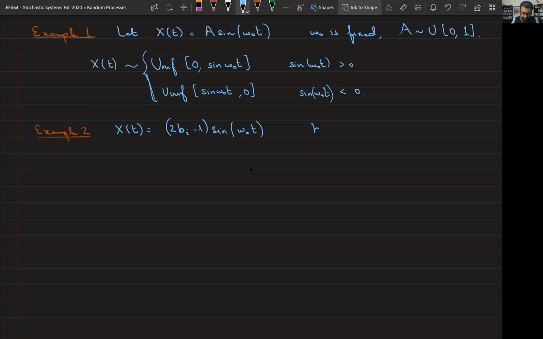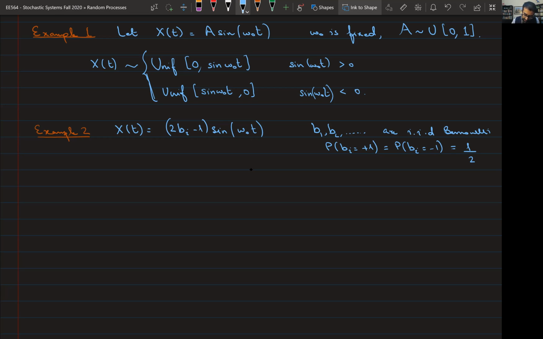Where b1, b2, all the way up to infinity are IID Bernoulli, with probability that b_i equals plus 1, which is equal to the probability that b_i equals minus 1, which is equal to half. So this is information that's given to you. We did not exactly have this information in the last class, but let's say this is something that's given to us. Now, x of t at any particular time t.